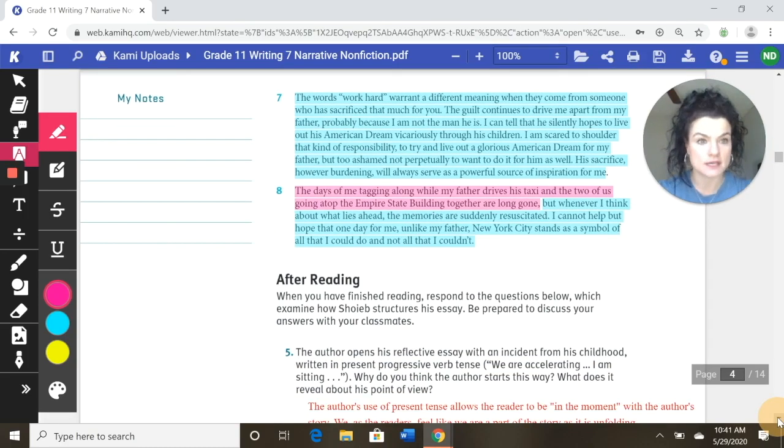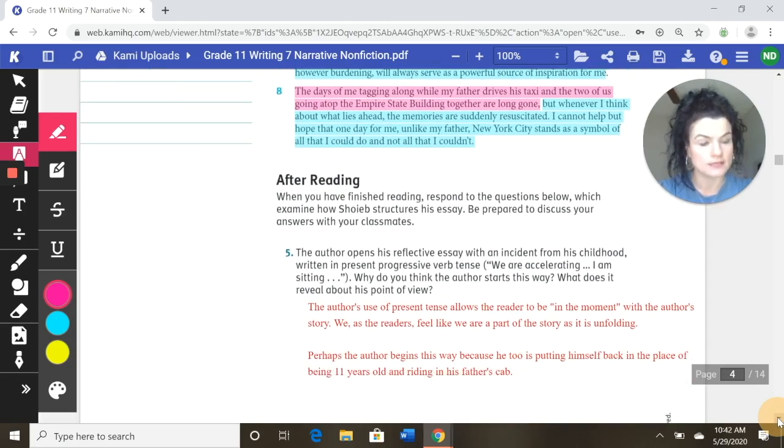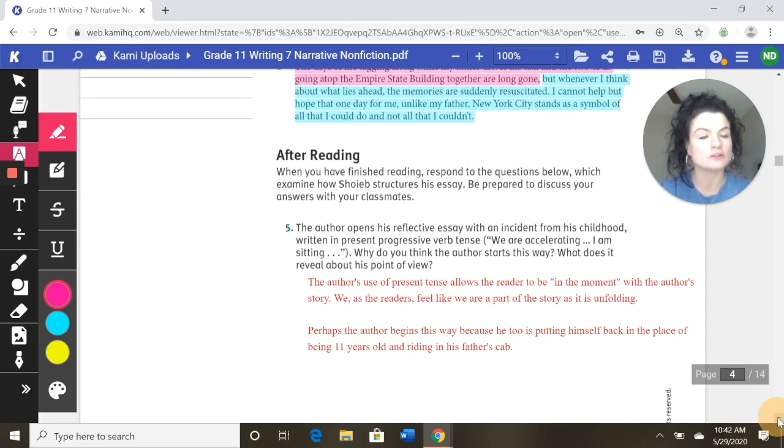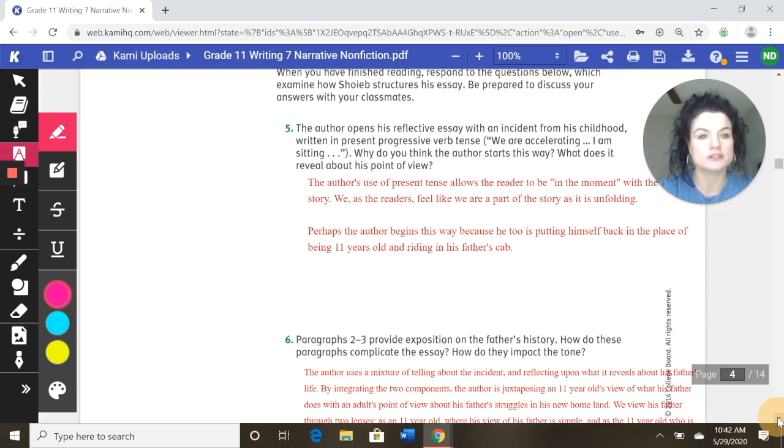So now we have some after reading questions. And again, I have put my answers in red. So go ahead and look to see how yours match up. So it says, when you have finished reading, respond to the questions. So here we are. Question 5.